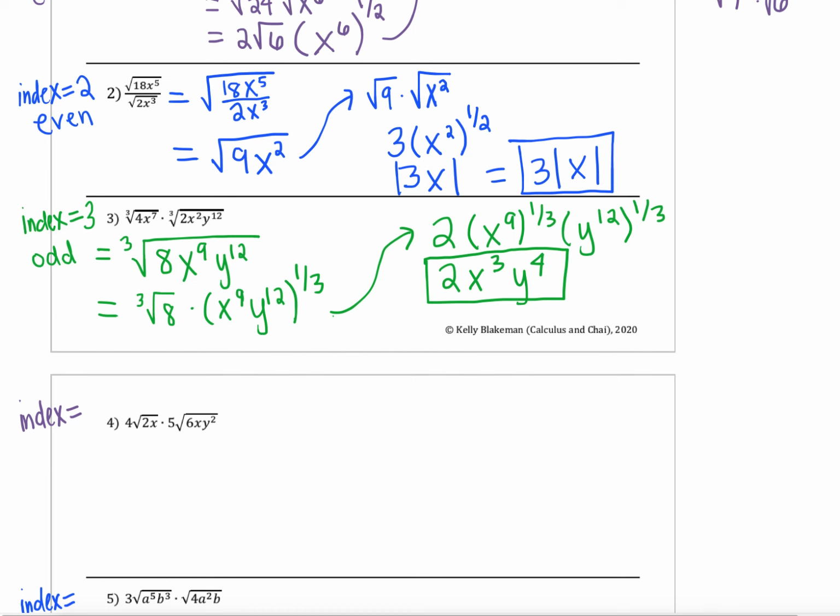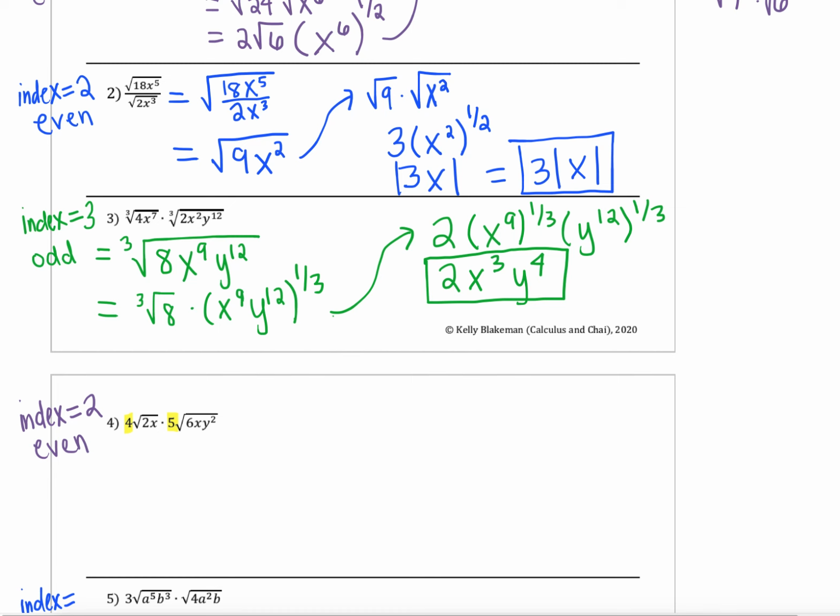So for both of these, we have square roots. So our index is going to be 2. This means that index is even, so we will want to consider absolute values at the end of this problem as we start to simplify. The other thing that makes this problem different than any other previous problems is the fact that there are actually coefficients outside of the square roots themselves for both of them.